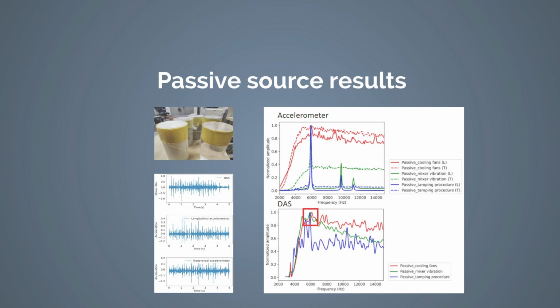The cooling fans show some divergence due to insufficient energy and low sensitivity of DAS. DAS only detects the transversal resonance frequency for all types of passive source due to its multi-directional measurement property. The resonance peak becomes more distinguishable as the energy of the passive sources increases from the cooling fans to the mixer vibration and the tamping procedure. Overall, impulse load-like source activities such as the manual-induced table vibration or the weight drop serve as good triggers for the resonance accumulation.